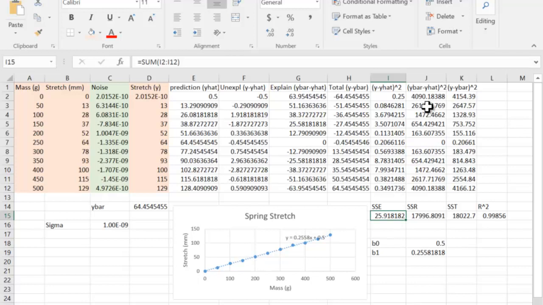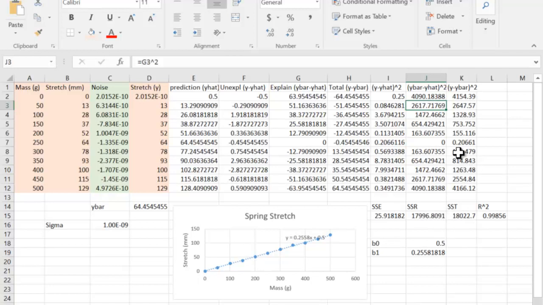And here is y bar minus y hat. I'm taking the square of y bar minus y hat, square of column G. I add those together, and this is the sum of the squares of the regression.